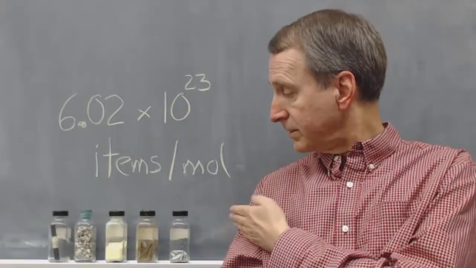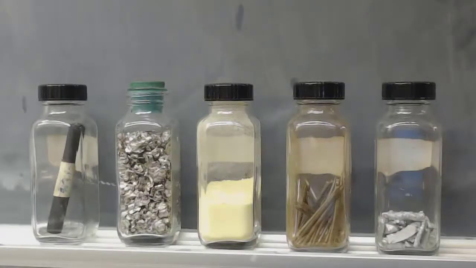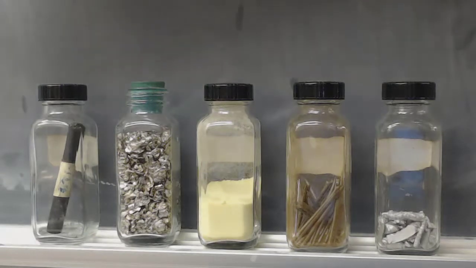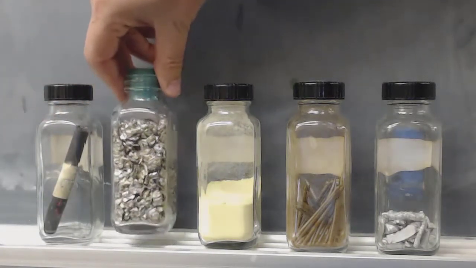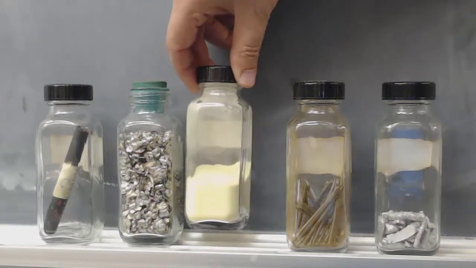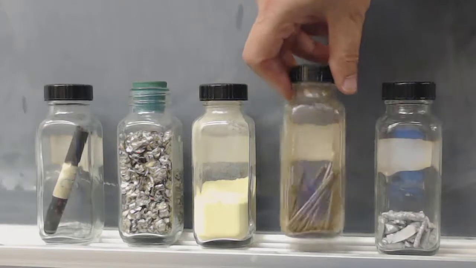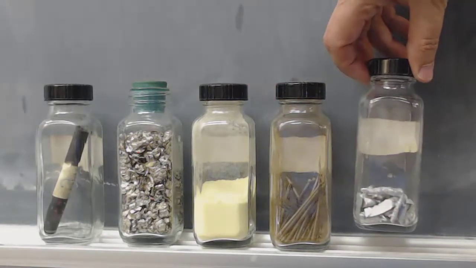Now here are some bottles with moles of different elements. On the left is a mole of carbon, it's a graphite rod. Then a mole of tin, a mole of sulfur, nice yellow powder, a mole of iron, looks like a bottle of nails, and a mole of aluminum.